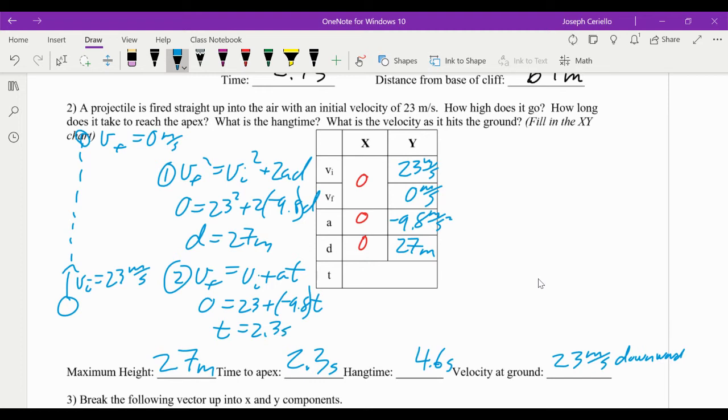To get the total hang time, we'll put 2.3 seconds here, and you just multiply it by 2. Time up equals time down, so a total of 4.6 seconds. And the velocity it reaches the ground with is the same velocity it was thrown upward with. So just opposite direction. So it's going to be 23 meters per second downward, or you could say negative 23 meters per second. Either one works.